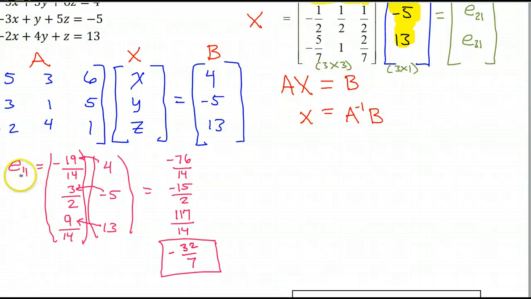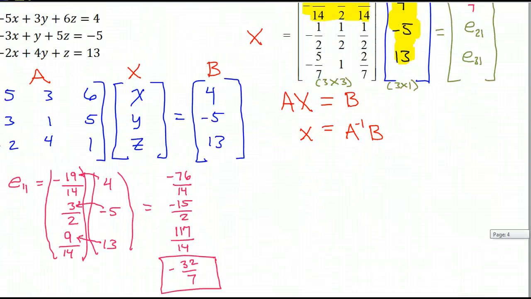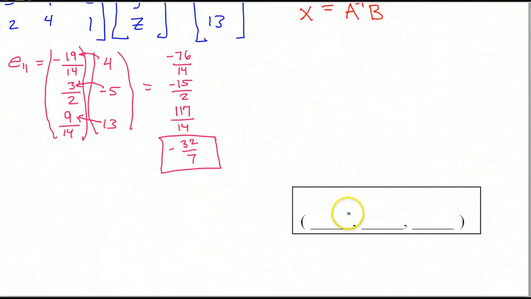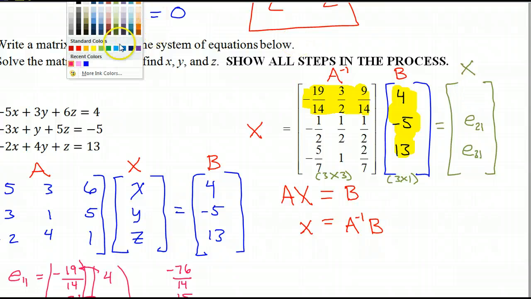Okay, so that is my first element. I think I'm just going to type that right in here because I'm running out of space. I'm just going to replace this with negative 32 over 7. So that is the first element. I guess I could have written it right here. Negative 32 over 7. I guess I can leave that the way it was.